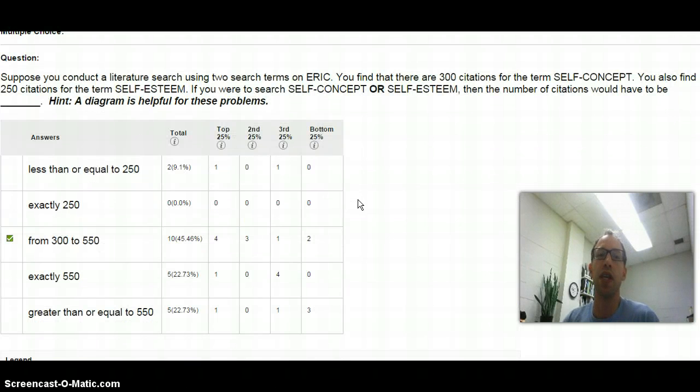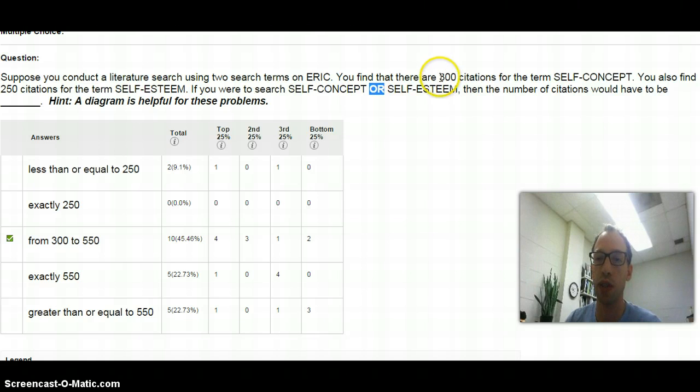Okay, this is something that you would want to know when you do Google searches, or especially ERIC searches: what it's set up to be. 300 citations on self-concept, 250 on self-esteem. So when we use this, we'll pick up anything that has self-concept, or if it has self-esteem. Now if it has both, we'll also pick that up. So we'll pick if it has one, if it has the other, or if it has both. Now the fact that it has both means there could be some overlap.